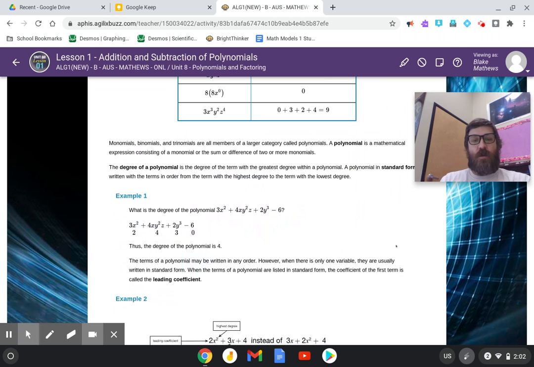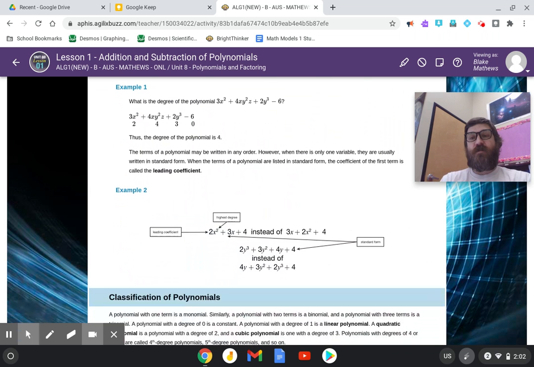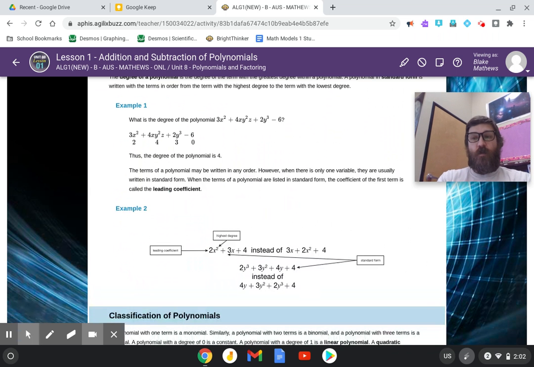Now, that's how you tell the degree of an individual term or a monomial. Now, how do I determine the degree of a polynomial? Well, it's really simple. It's whatever the biggest term is. In other words, the highest degree term is the degree for the entire polynomial.